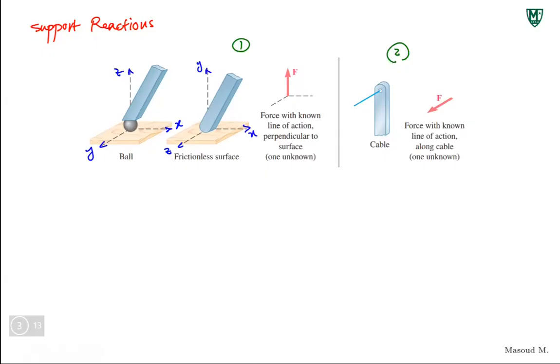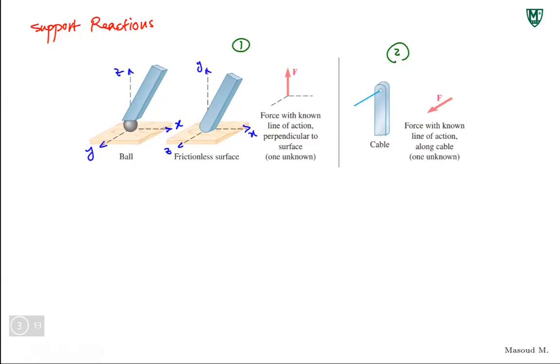So, as the book says, force with known line of action, perpendicular to the surface. Since you know the direction is always perpendicular to the surface, the only unknown left is the magnitude of the force. So we only have one unknown. For frictionless surface, the same. If you have some kind of a ball or part of the structure is on a surface and the surface has no friction, or the friction is very small, it can be neglected. The only thing you're going to end up having is just a smooth contact. So support reactions pretty much include smooth contact most cases. You can think about these as smooth contacts.